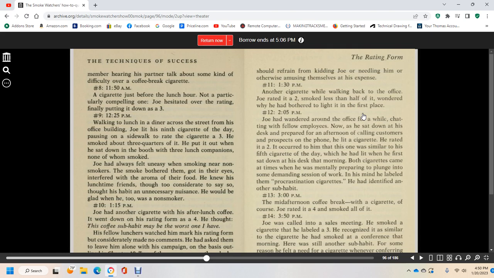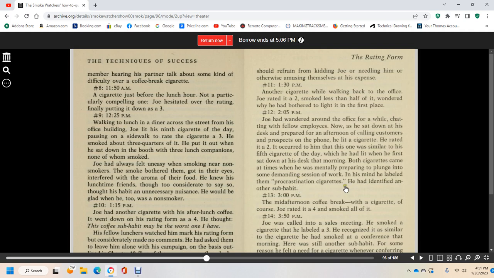2:05 p.m. Joe had walked and wandered around the office for a while, chatting with fellow employees. Now he sat down at his desk, prepared for an afternoon of calling customer prospects on the phone. He lit a cigarette. He rated it a 2. It occurred to him that this one was similar to his fifth cigarette of the day, which he had lit when he first sat down at his desk that morning. Both cigarettes came at times when he was mentally preparing to plunge into a demanding session of work. In his mind, he labeled this a procrastination cigarette, and identified it as another sub-habit.